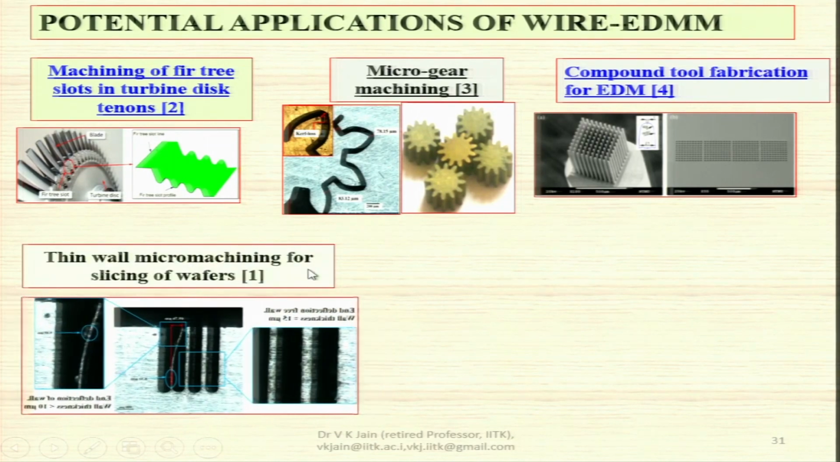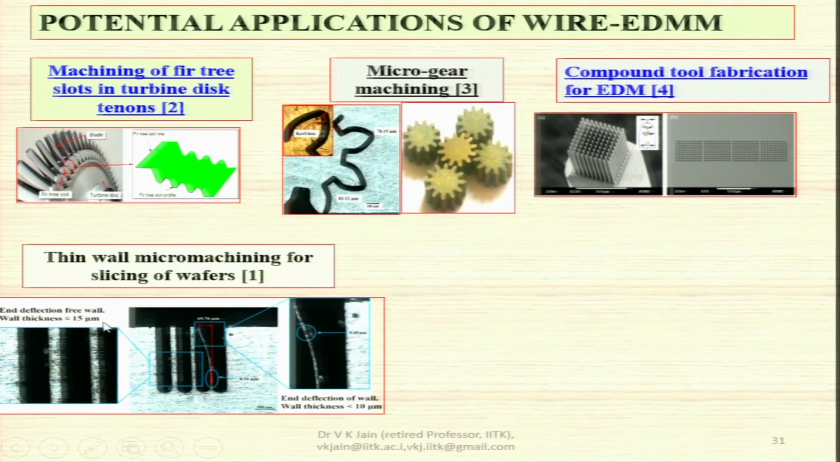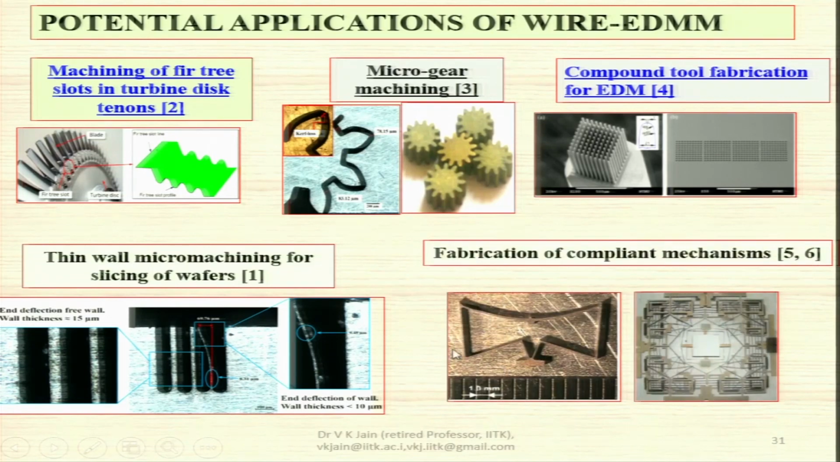Then thin wall micro machining for slicing of wafers. This is the slicing kerf. These are the thin walls over there. You can see the enlarged view. This is the curved one that has been achieved over here, and deflection of wall thickness less than 10 micron. This thickness that has been achieved is less than 10 micron.